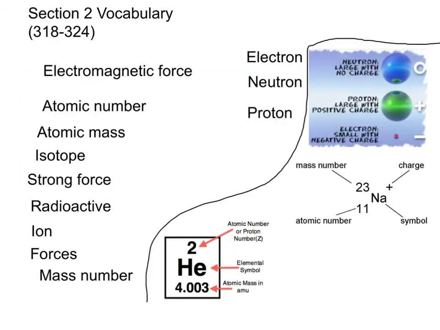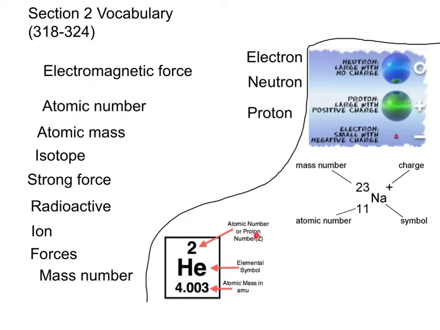Section 2 deals with atomic structure and how elements are portrayed in the periodic table of elements. An atom consists of an electron, which is a negatively charged particle, a neutron, which has no charge, and a proton, which has a positive charge. I would encourage you to become very familiar with these terms as they will be discussed in depth in the following section.